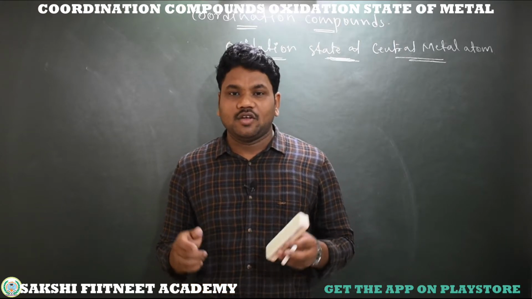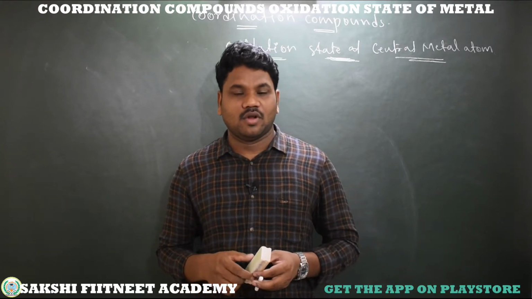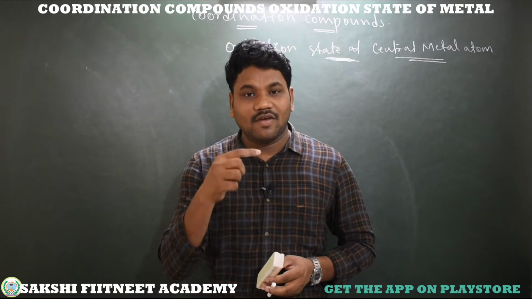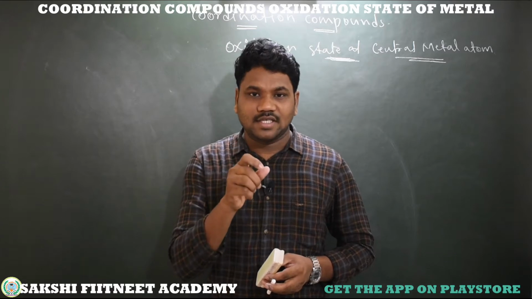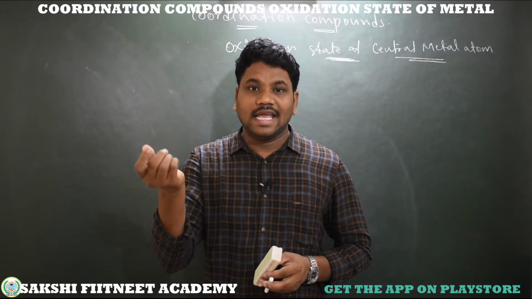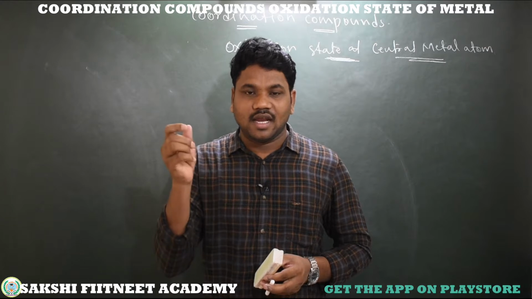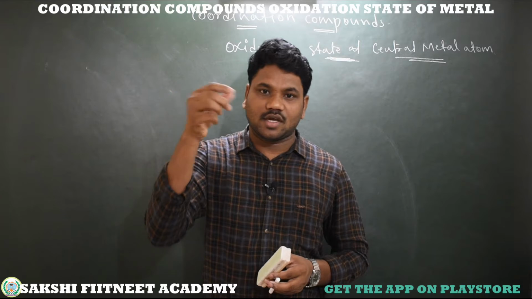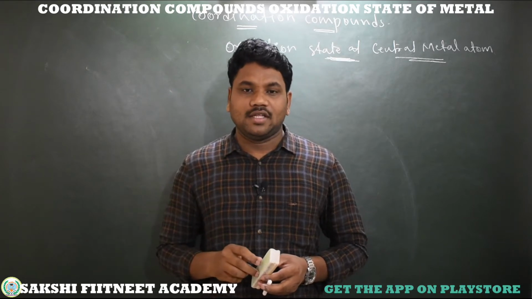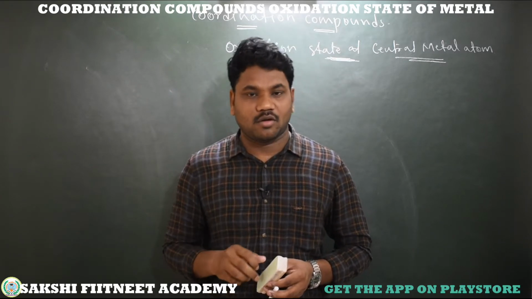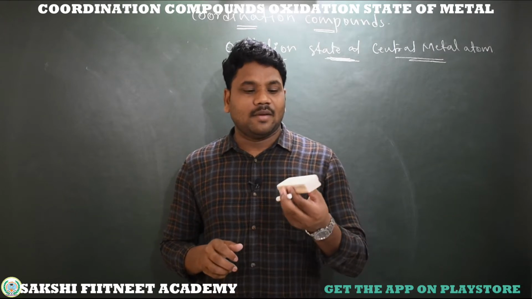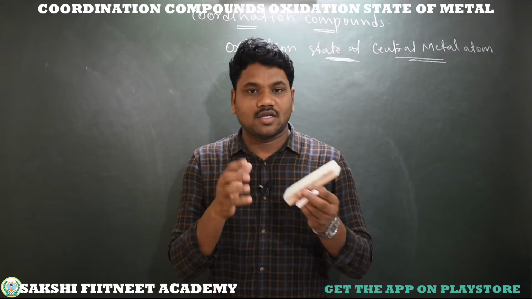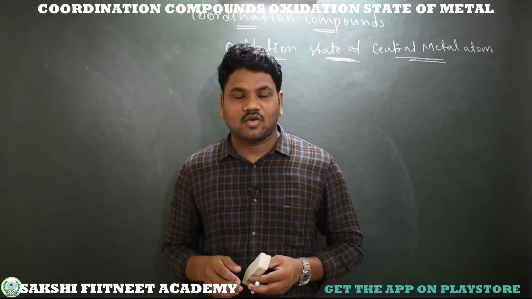Today in this video session we will learn how to calculate the oxidation state of the central metal atom in a coordination compound. Actually, what is a coordination compound? Simply, the metal has empty valency orbitals. Those empty valency orbitals are filled with ligand electrons. Here the ligand shows a lone pair or negative charge. That lone pair or negative charge fills the empty orbital, making a coordination bond. Like that, a metal covered with 6 coordination bonds or 4 coordination bonds is called a coordination compound.